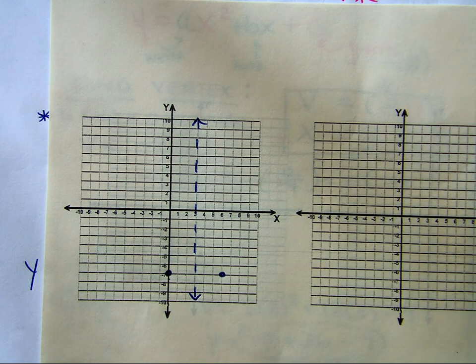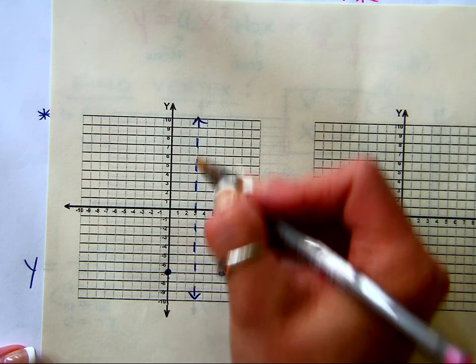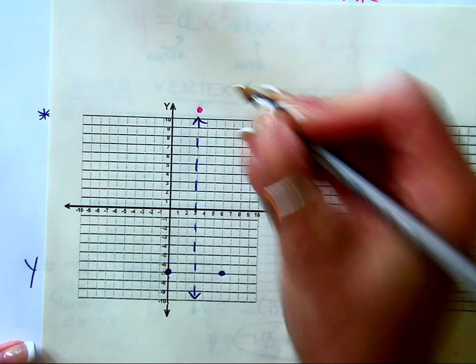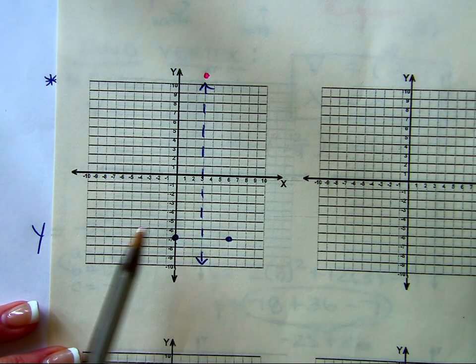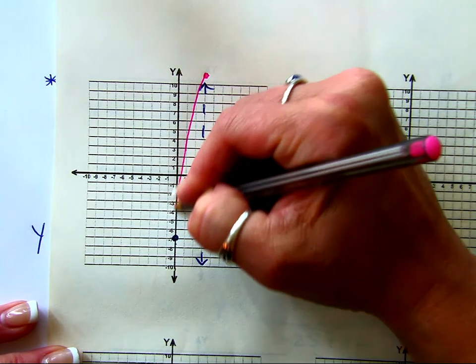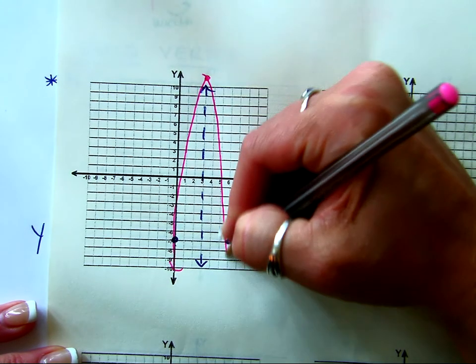So I'm going to say 3, 11. And I have my vertex, I have my axis of symmetry, and I have my mirror image points, and that's all I need to be able to graph, okay?